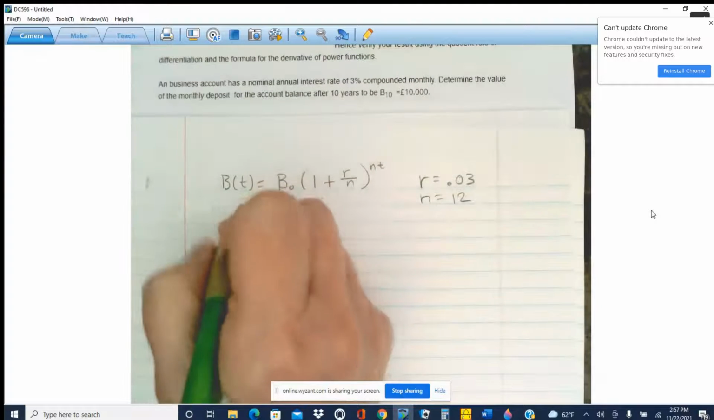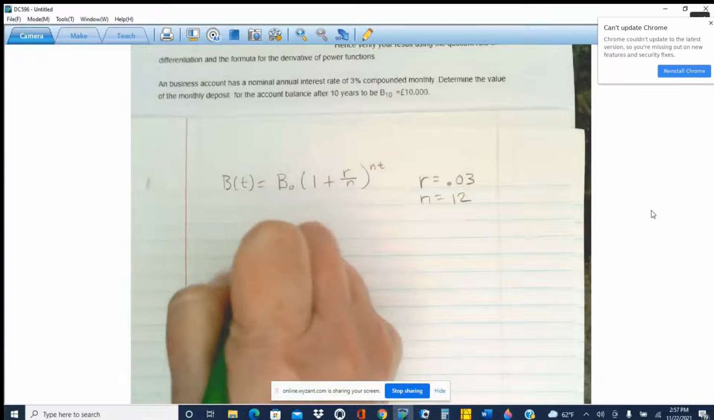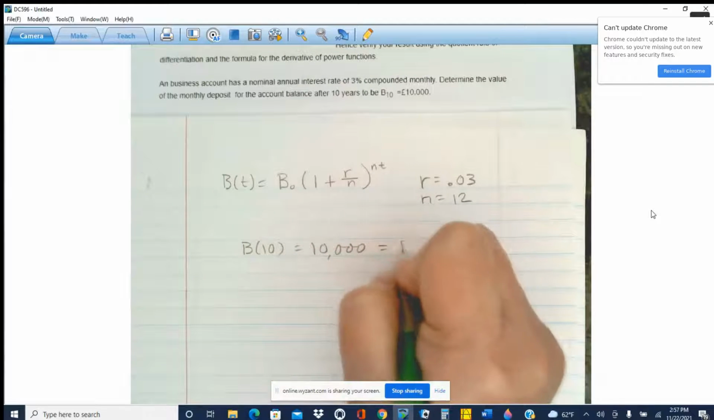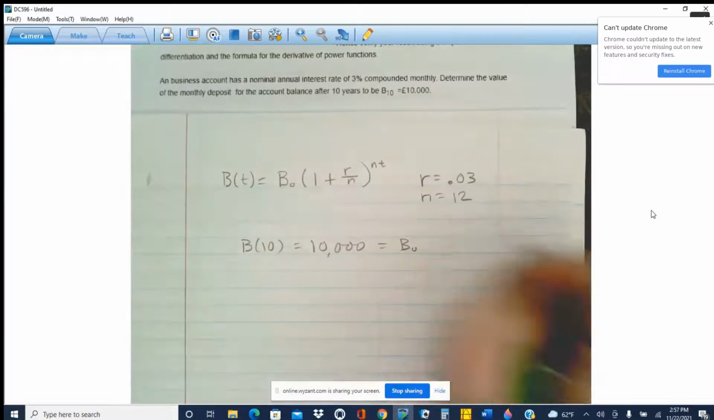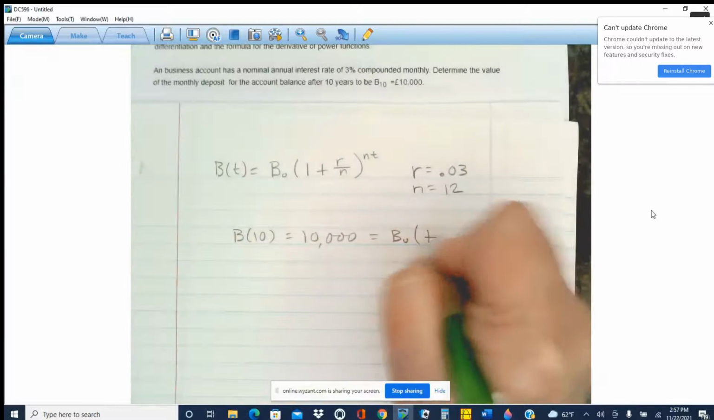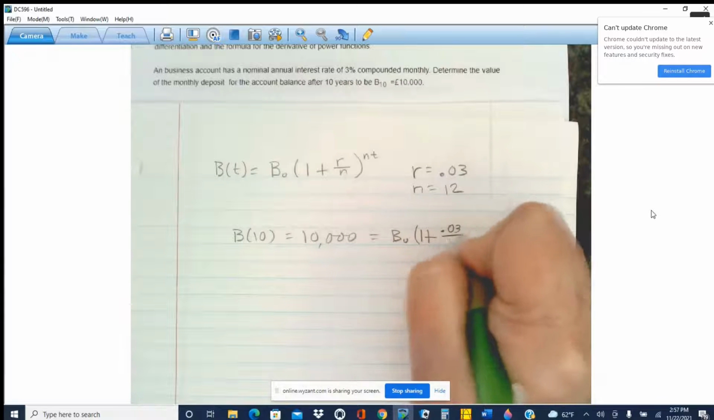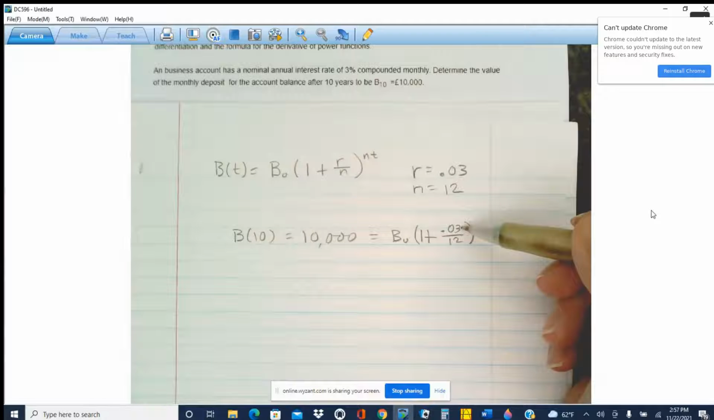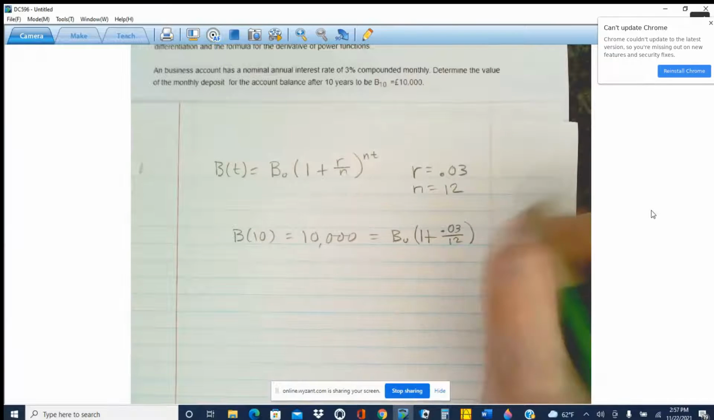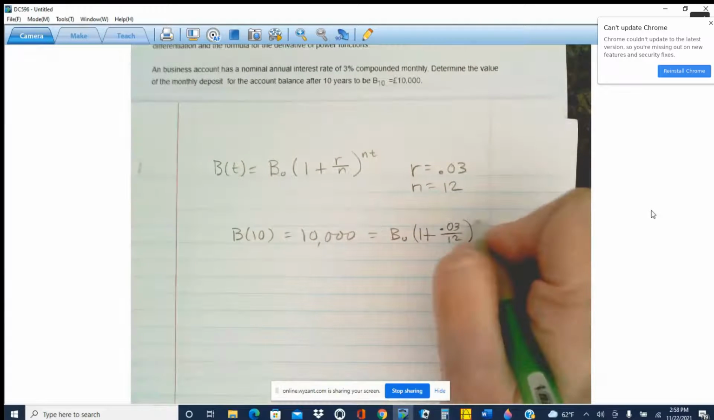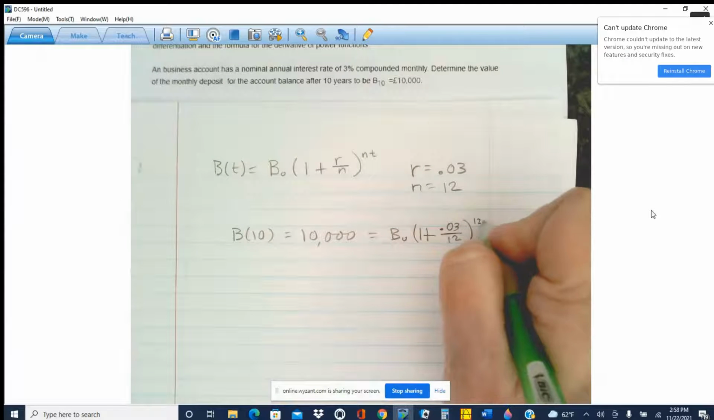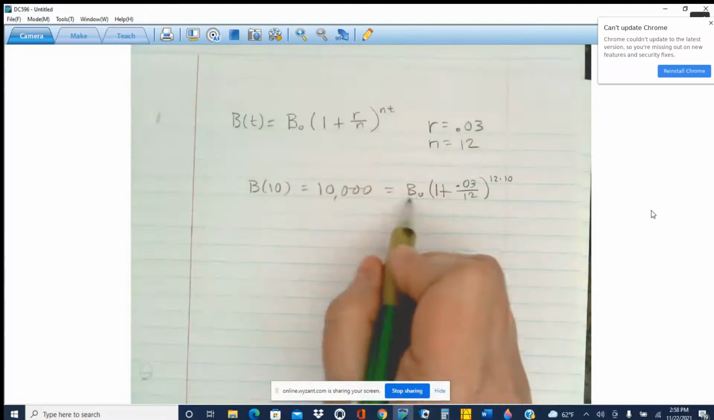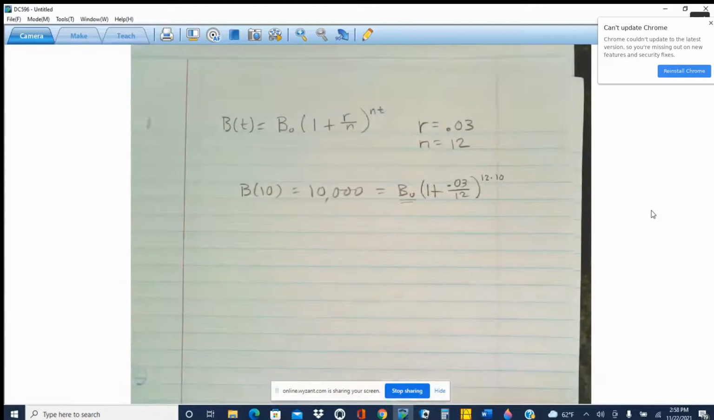And what I know is that B of 10 is this 10,000, and that's whatever we initially invested times 1 plus 0.03 divided by 12. So we divide that yearly interest rate into 12 portions. And since we compound 12 times a year, we're going to get a 12 times a 10 up here. And we're going to solve this equation for our initial investment, B naught.